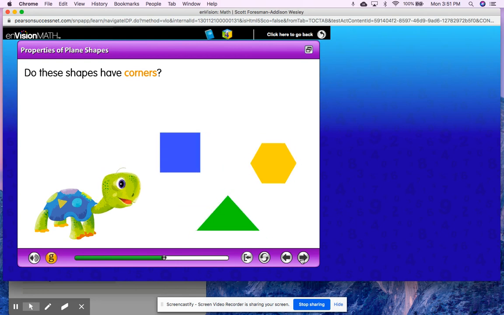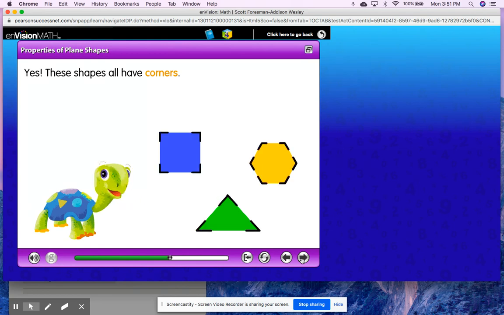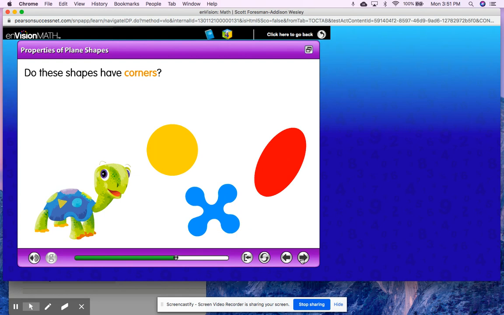Do these shapes have corners? Shout that answer out. Yes, these shapes all have corners. Do these shapes have corners? Shout that answer out. No, these shapes do not have corners. Tell how you know. Corners are where straight sides meet. These shapes do not have straight sides. So we know that these three shapes do not have corners because all of their sides are curved. They're not straight, so there are no corners.